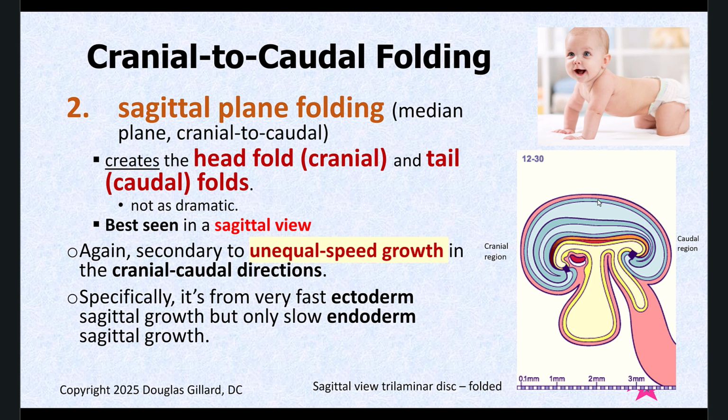But sagittal folding is, you can see the flat embryonic disc has folded under from the head region and the tail region. Again, unequal growth of the ectoderm versus the endoderm has caused this. And it even moves the heart into the thoracic cavity here.